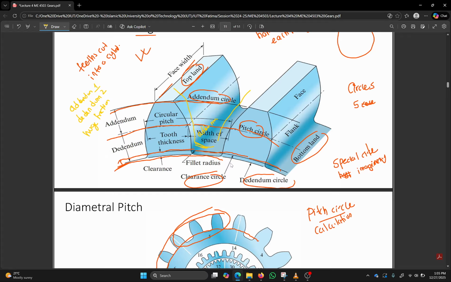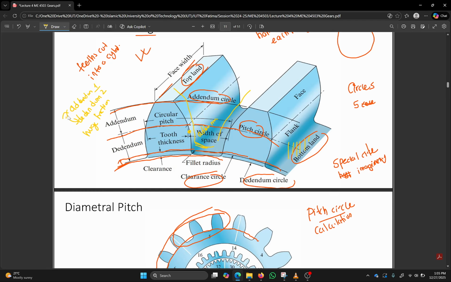Contact and power transmission is done at a point, not on a surface level. So we make sure that these two things don't touch one another. That's why some gap is kept when meshing happens. The addendum meshes with the clearance circle. It's a hypothetical circle, not in the gear, but it's a space given there. So we have covered addendum and dedendum.